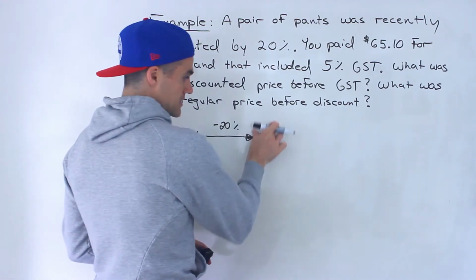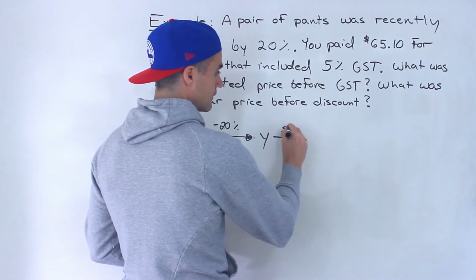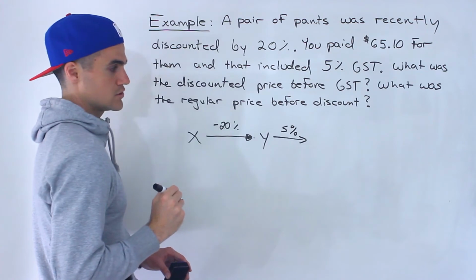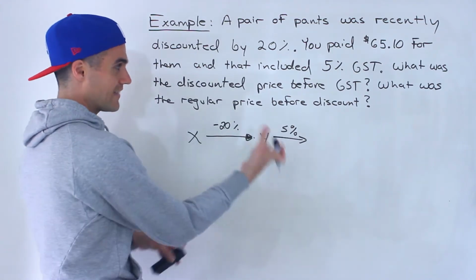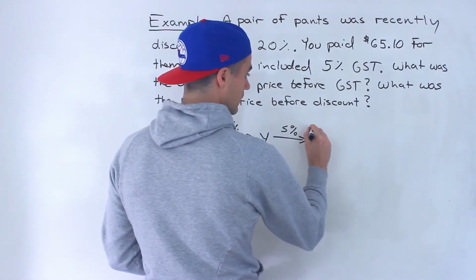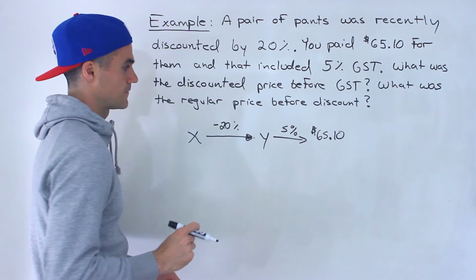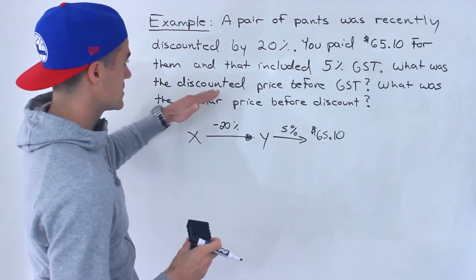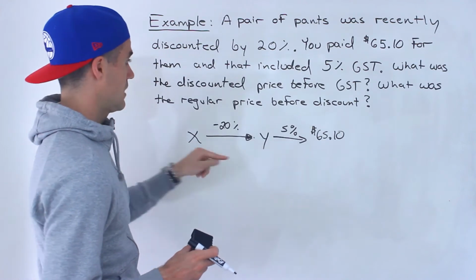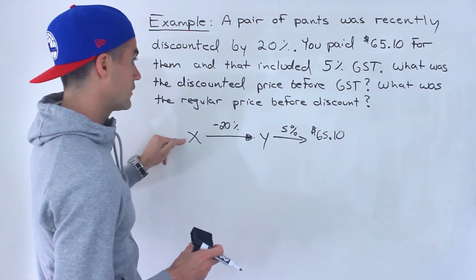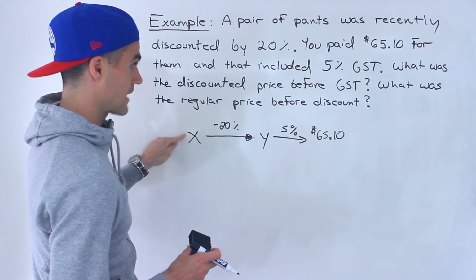Then you bought the pants for this price, Y, but you had to add 5% GST on top of that price. So the total that you spent was $65.10. When they ask what was the discounted price before GST, they're asking for this Y. And the regular price before discounting is this X.